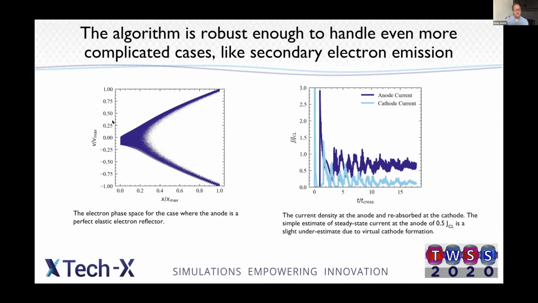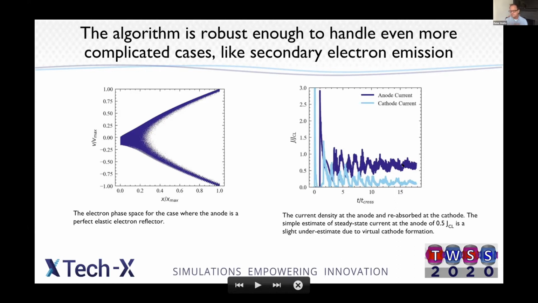Yeah, so there are some particles going from the cathode to the anode. They get reflected in this elastic reflection way, like a secondary electron emission, and then they go back from the anode to the cathode. So that's what we've set up here. And what you see over here on the right is that you do get about half of the Child-Langmuir valued current.